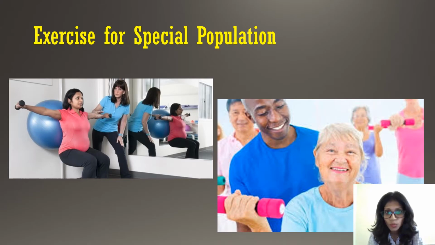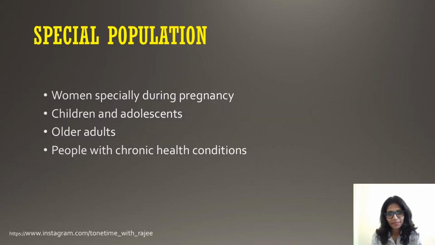Now let's see who all will come under special population. So first one is women. Women will come under special population. So why women? Because generally if you compare men and women, they differ anatomically and physiologically, and there are physiological differences between men and women.